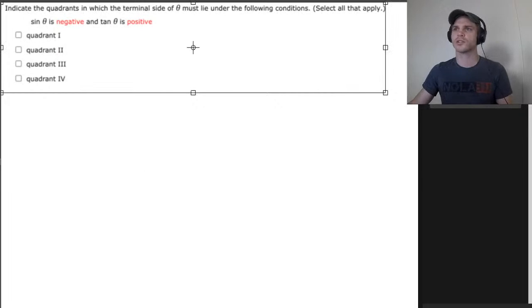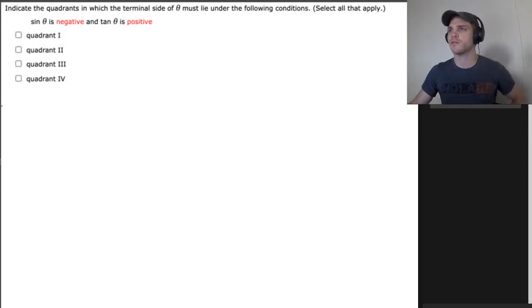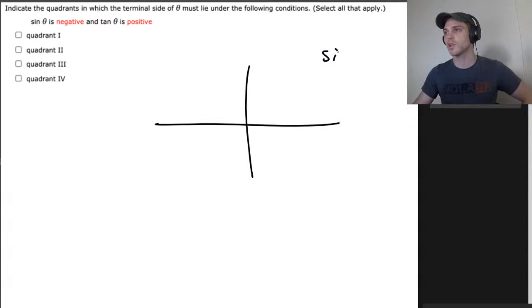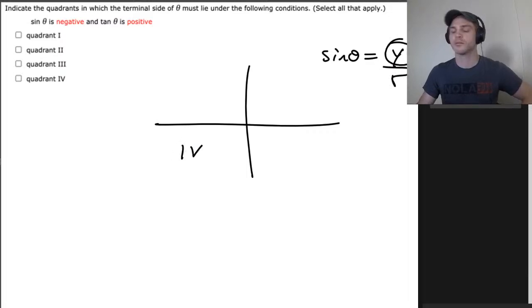Indicate the quadrants in which the terminal side of theta must lie under the following conditions. Sine is negative and tangent is positive. Okay, so same thing. Sine of theta is equal to y over r. So sine will be negative where y is negative. That happens here and here. So this is where sine is negative.